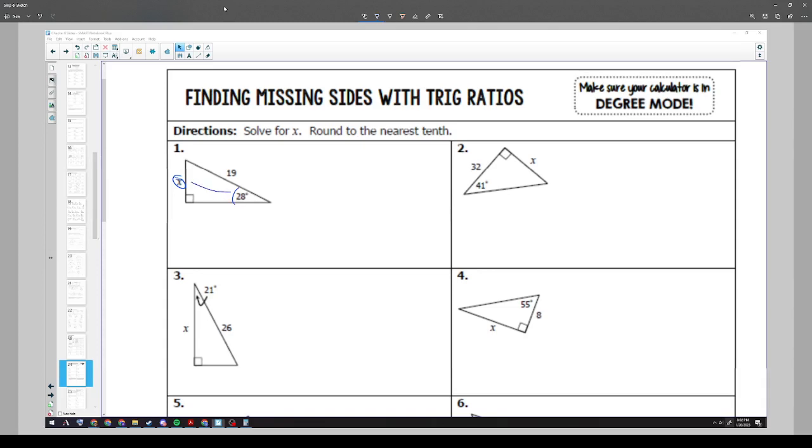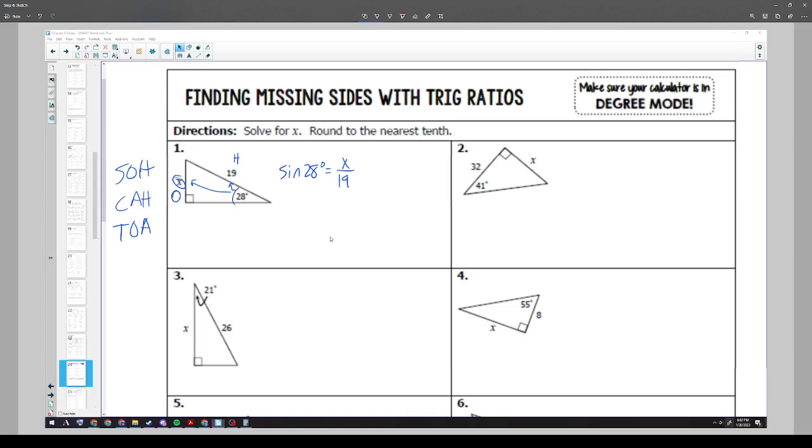Since I have to go across to it, this is my opposite side, and this is my hypotenuse that's labeled. So since I have O and H, the function I need is the sine function. When I have O and H, I use sine. So I'm going to put sine of 28 degrees equals O divided by H, because that's the way the ratio goes. So x over 19.